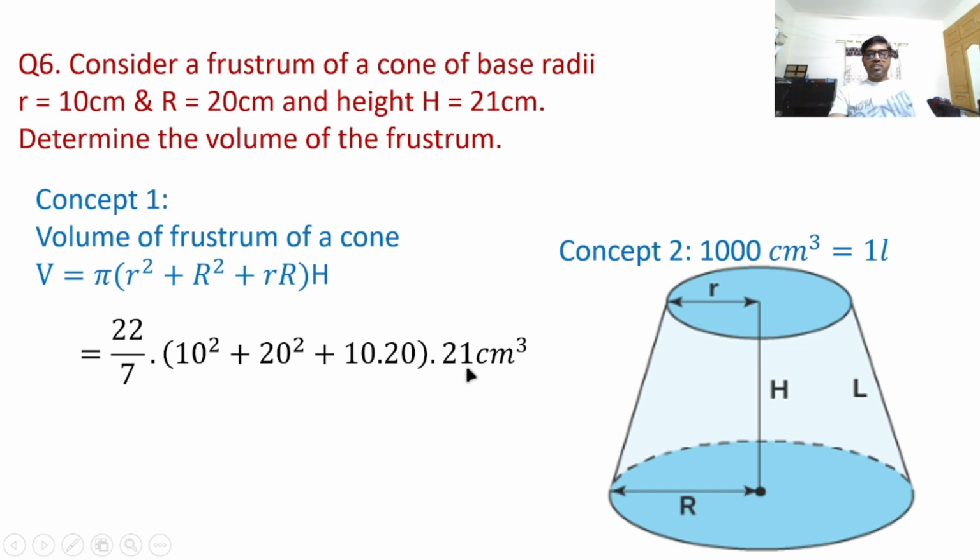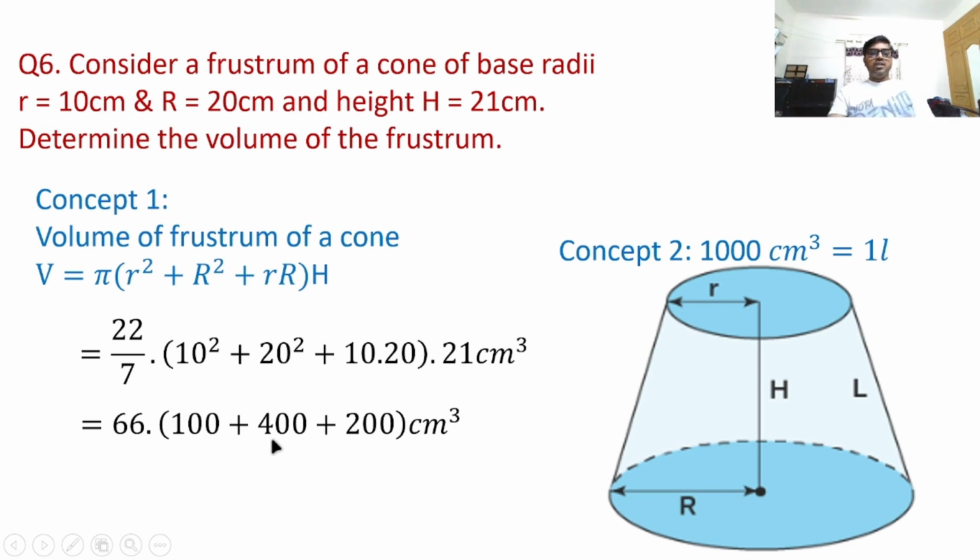Now you see, 7 3s are 21. 3 into 22 will become 66 outside the bracket. Inside, 10 square will be 100, 20 square is 400, 10 into 20 will become 200. That is going to be the next step of the simplification.